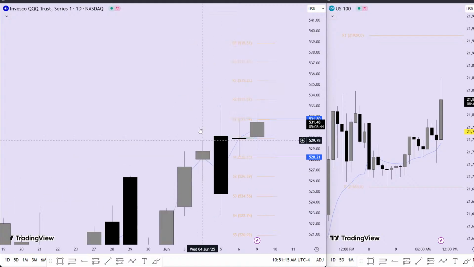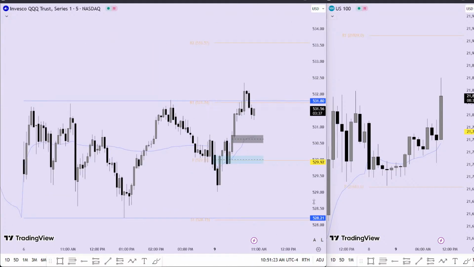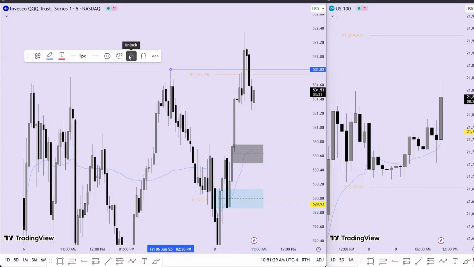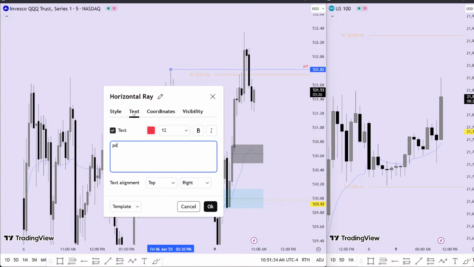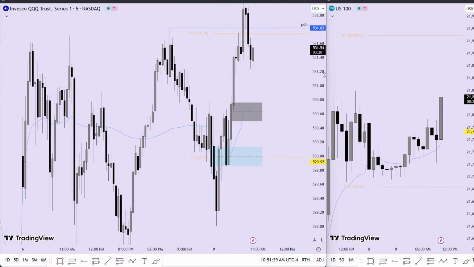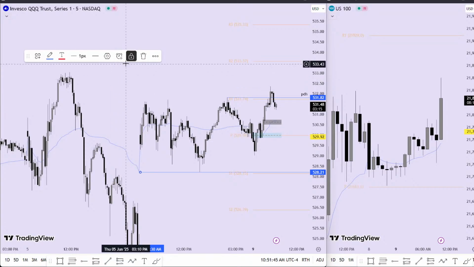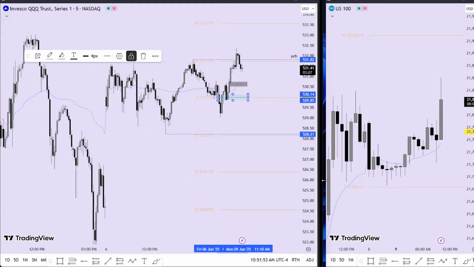Friday's high and Friday's low. Going back to 5 minutes. So it's the high. We will stay high, black, and previous day low.